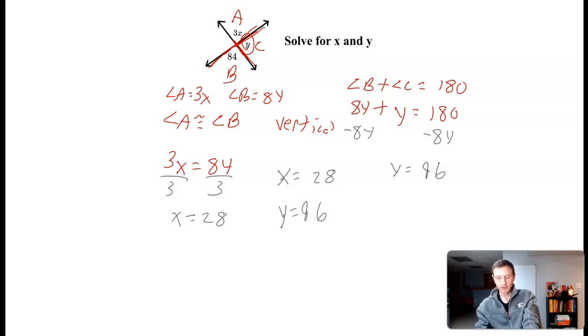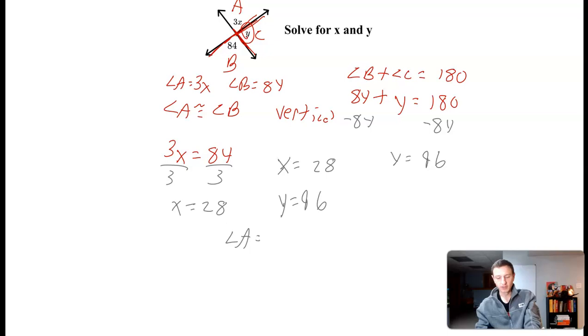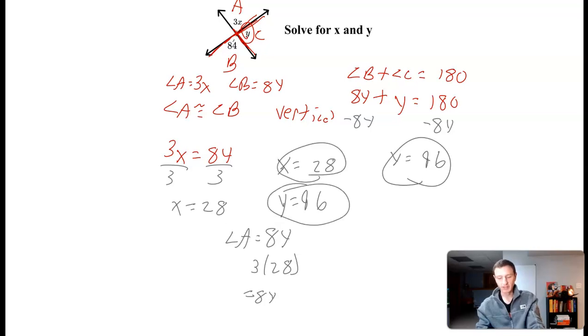And if we look at this, if I want to actually identify the angles, I know angle A is going to equal 84 because that's equal to angle B. And I could also say, well, that's also 3 times my x value of 28. 3 times 28 is 84. And then angle Y, like we said, is going to be 96. So x is equal to 28, y is 96. Two different ways that we could have gone about doing that.